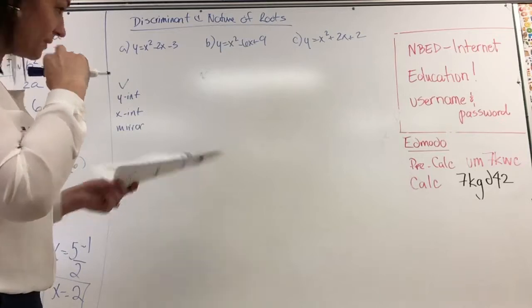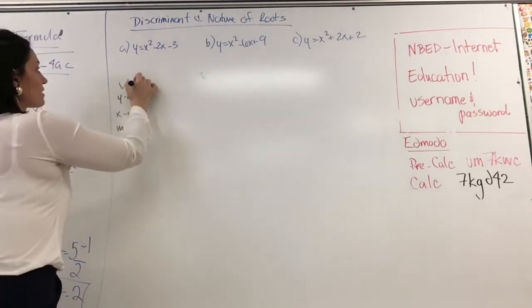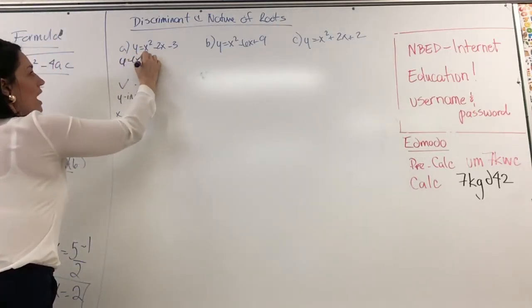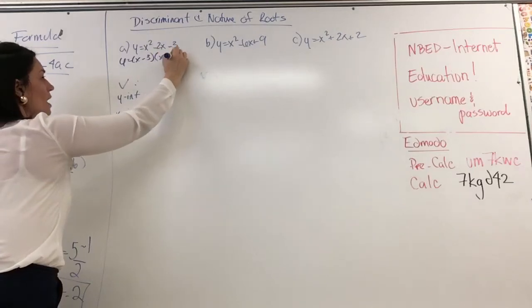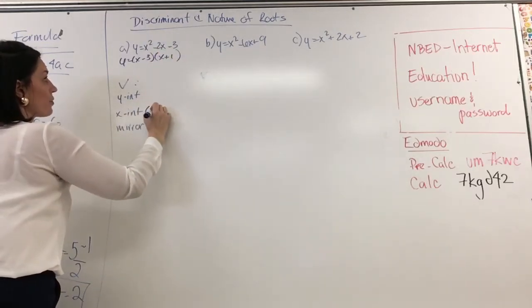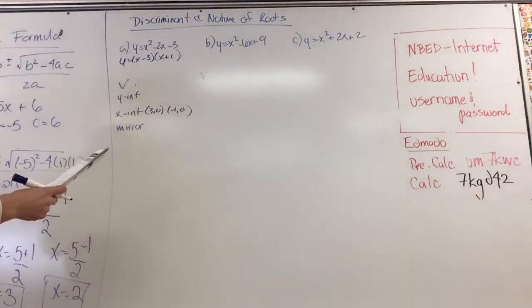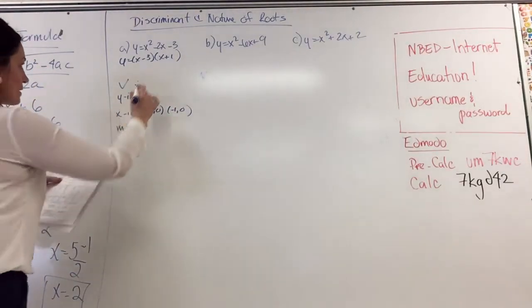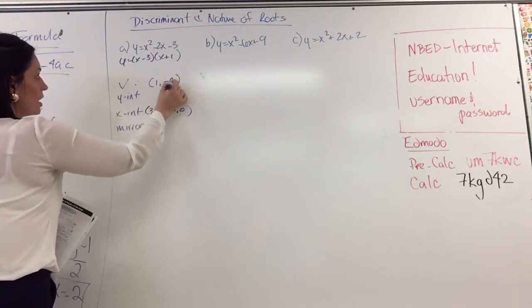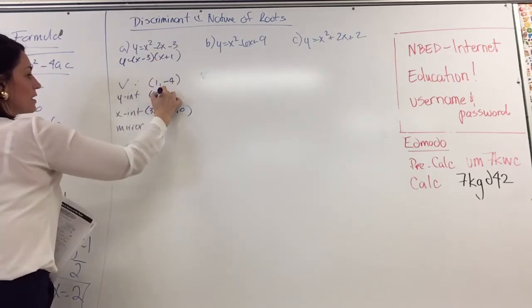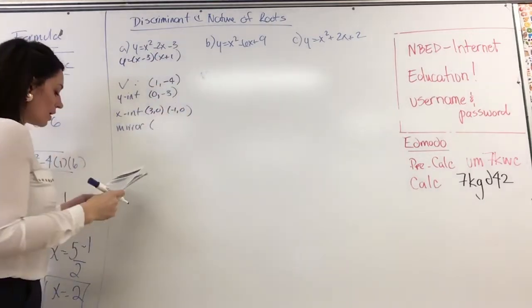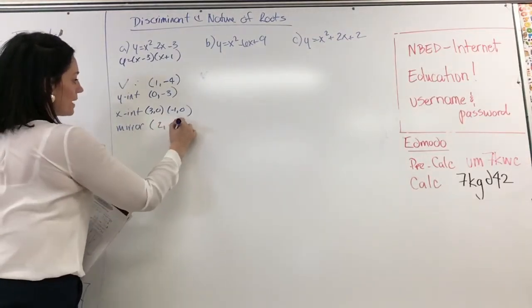So for this one, I want to know the vertex. I can factor this and find the x-intercepts are going to be at (3, 0) and (-1, 0). I can use that to find the vertex, which is going to be at (1, -4). For the y-intercept, I just set x equal to 0, so (0, -3). Then I go ahead and find the mirror point, which is at (2, -3).